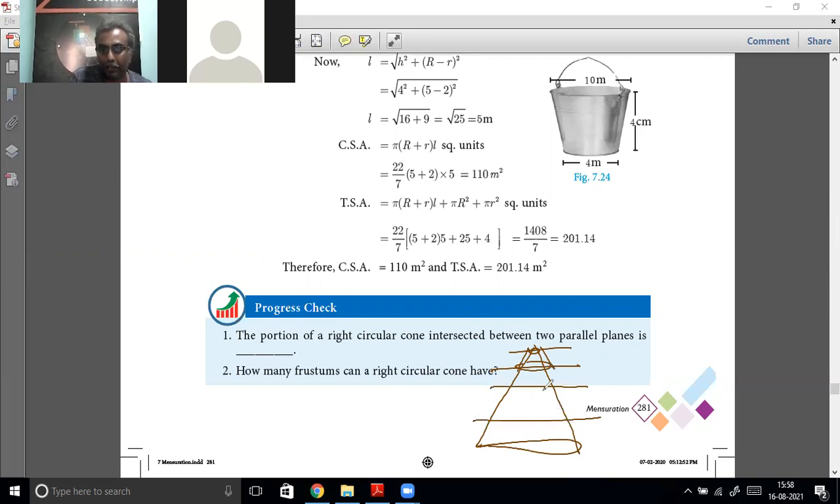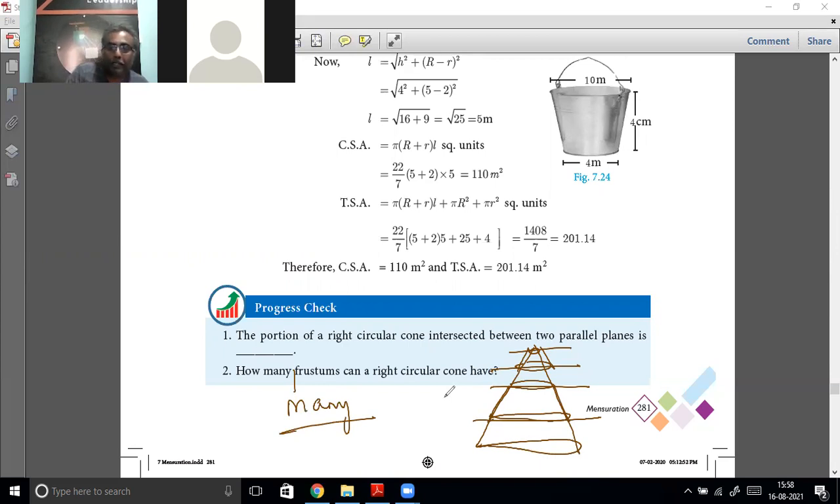If I cut here, that is another frustum. So the answer is you can have more than one. You can have many frustums from a right circular cone. Understood? Yes, sir.